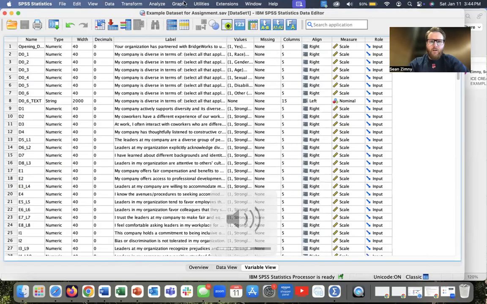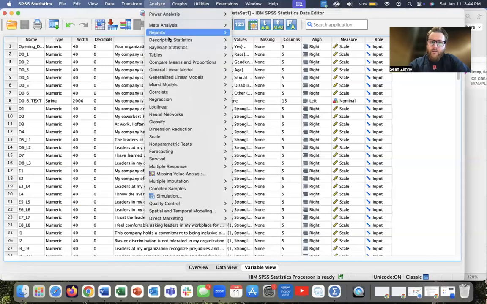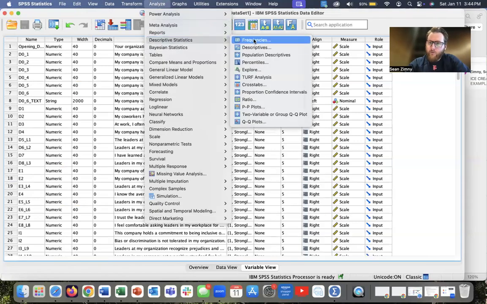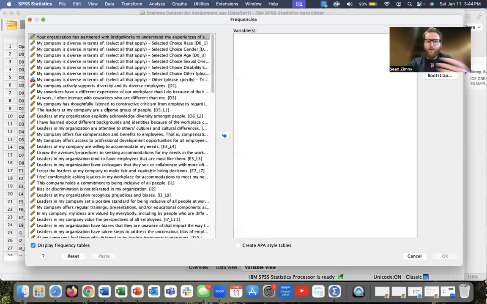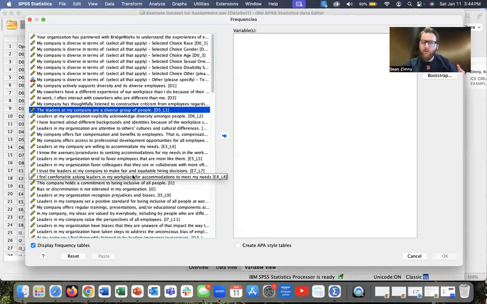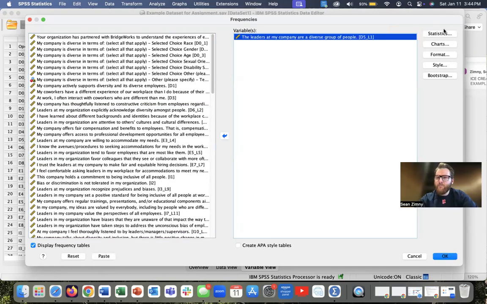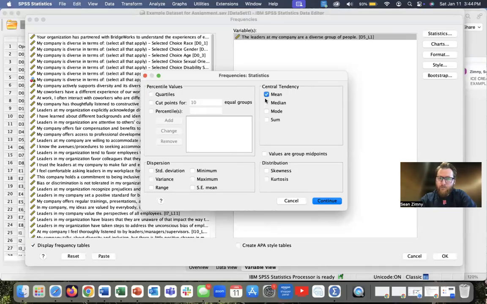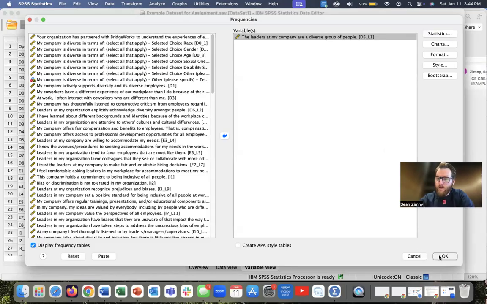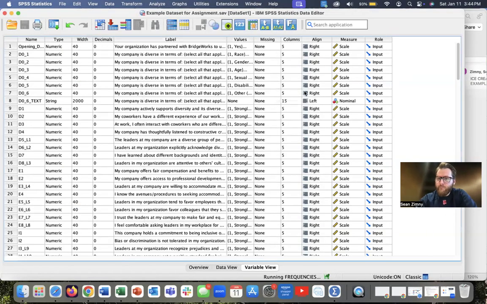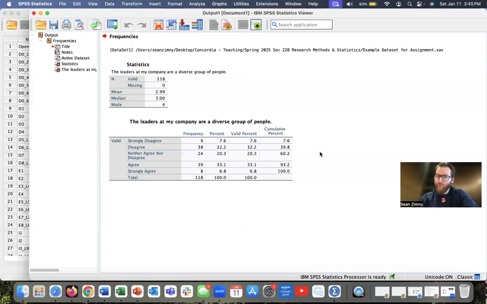Let's first start with a frequency analysis. We're going to go up to Analyze, go down to Descriptive Statistics, over to Frequencies. We're going to pick a non-demographic variable to analyze. Let's pick "the leaders at my company are a diverse group of people," for example. Then we're going to go to Statistics. We're going to click mean, median, and mode. Click Continue, and then we're going to click OK. Then we're going to get our output.